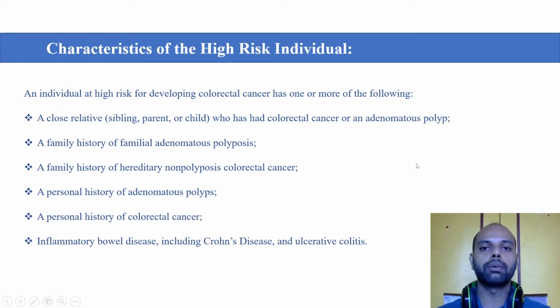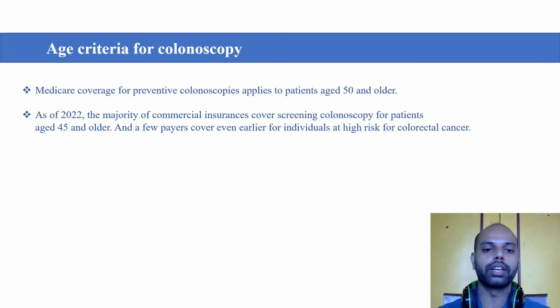How do we know that people have high risk of getting colorectal cancer? If they have one or more of the following: a close relative who has had colorectal cancer or adenomatous polyp, a family history of familial adenomatous polyposis, a family history of hereditary non-polyposis colorectal cancer, a personal history of adenomatous polyps, a personal history of colorectal cancer, inflammatory bowel disease, including Crohn's disease and ulcerative colitis.